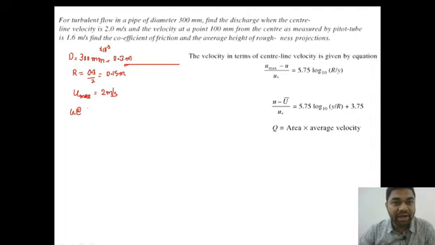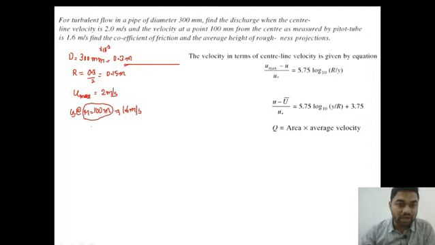at a distance of small r equal to 100 mm is 1.6 meter per second. This is also given: the velocity at the distance of small r equal to 100 mm is 1.6 meter per second.